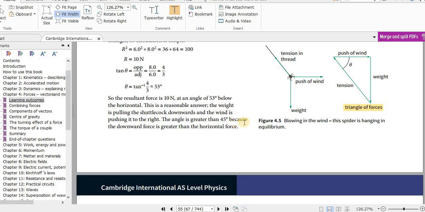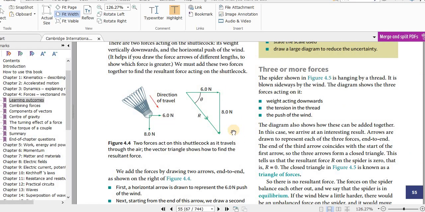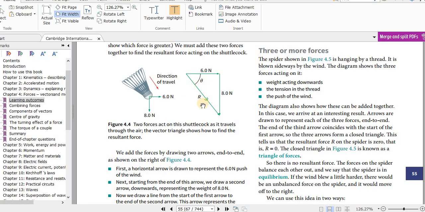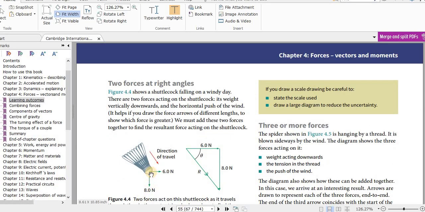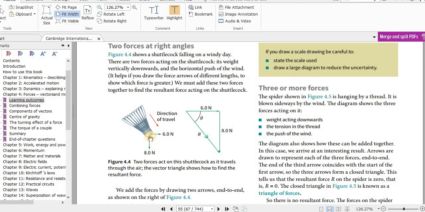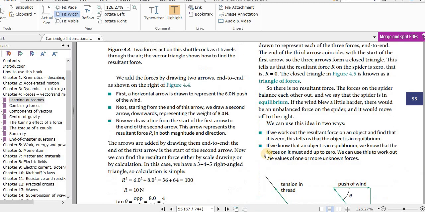The angle is greater than 45 degrees because the downward force is greater than the horizontal force. So if this force is greater, that means the resultant force will be more towards the force which is greater. Now this force is greater than this, therefore this resultant force will be closer to this 8 Newton force.